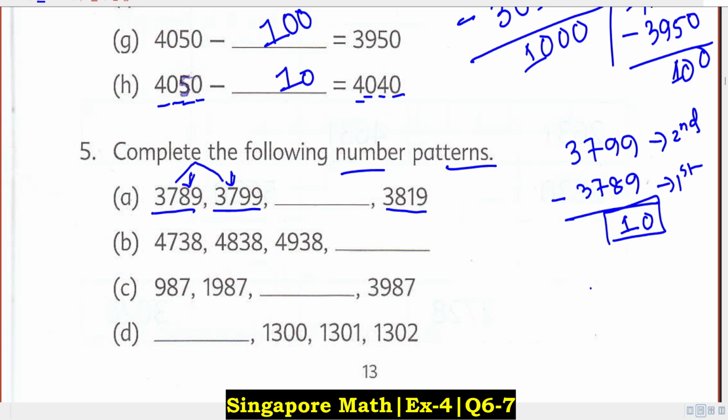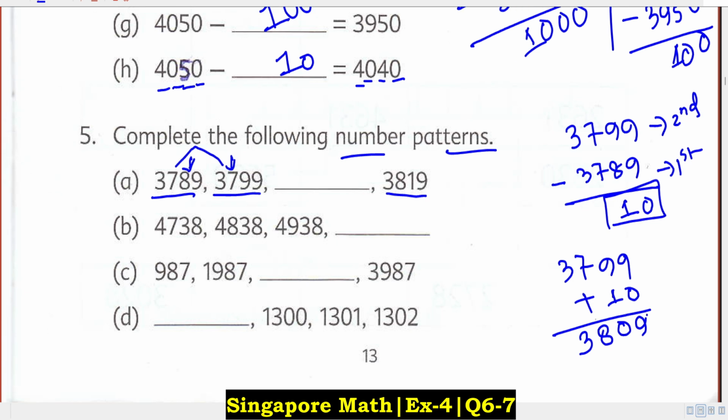So if we add 3799 with 10, the result will be: 9 plus 0 is 9, 9 plus 1 is 10, so it's 0, carry 1, 7 plus 1 is 8, and here is a 3. Same thing, if we add 10 again, here is a 9, 1, 8, 9, so we can say here will be 3809.